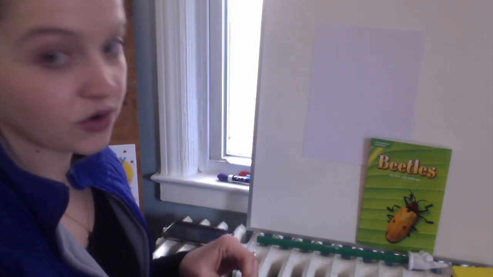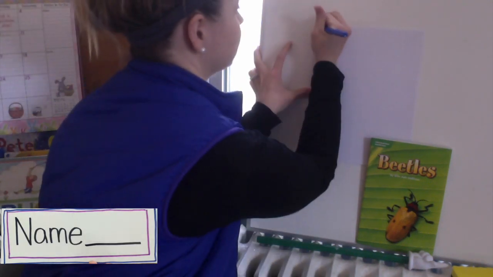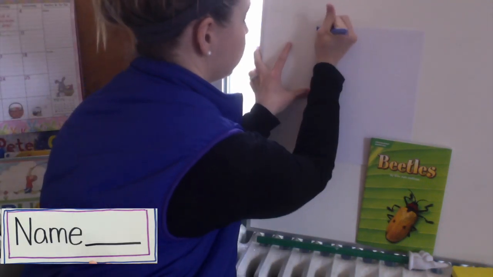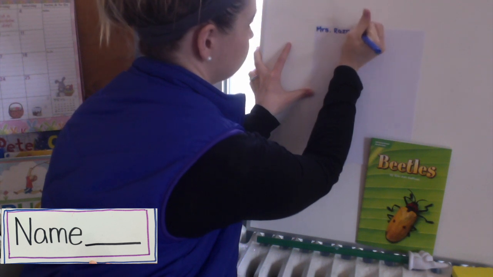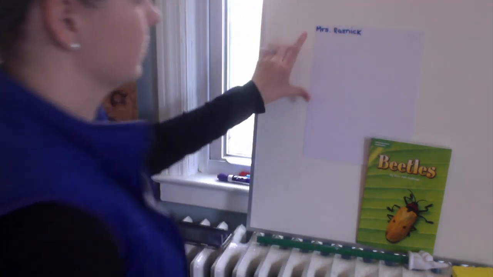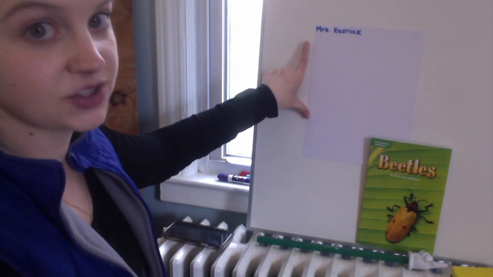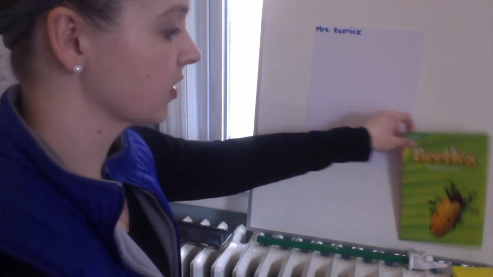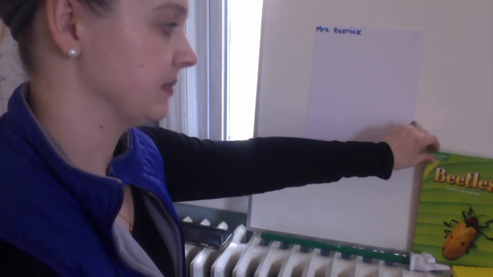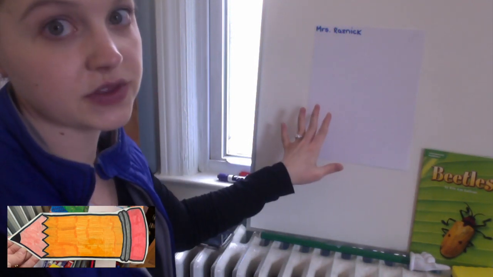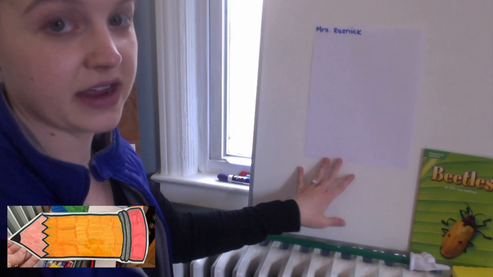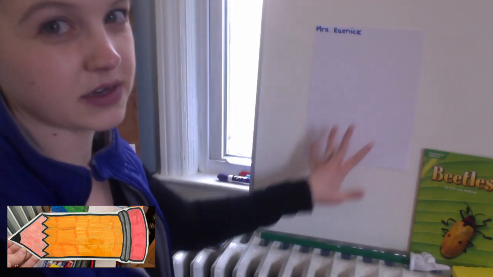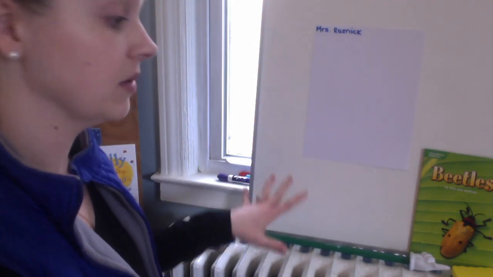The first thing that you're going to want to do on your paper is write your name at the top. Then we'll leave that nice big space for your picture. And at the bottom, we're going to be using a sentence frame today. So I'll give you a few words for the beginning, we'll leave a blank spot, and I'll give you a few words for the end.